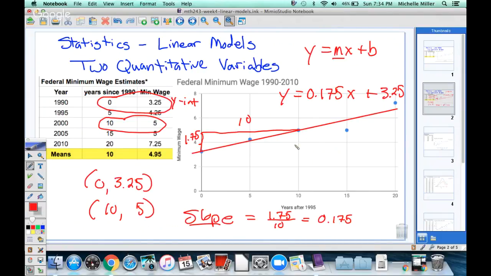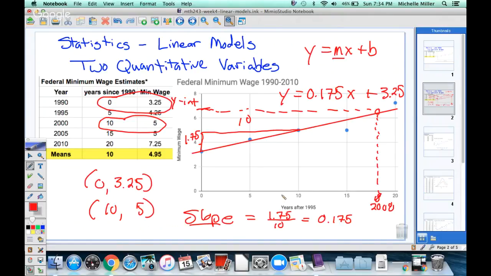And so the point of this is then I can use this line to say, hey, that's 15 right there, that's 20, so somewhere in between here is 18. That's years after 1990, so that would represent 2008. And so I can use my line to try and estimate what minimum wage might have been or should have been in 2008. So I can see here it's just under 7.